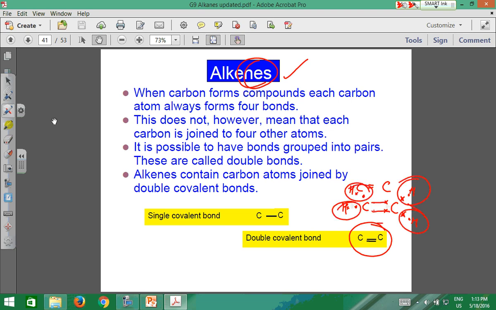So the first member in this is C2H4. They all will end with ENE. The general formula is CnH2n for a double bond. The number of hydrogens will be just double that of carbon. They are called unsaturated hydrocarbons. Any hydrocarbon with a double or triple bond is called unsaturated.